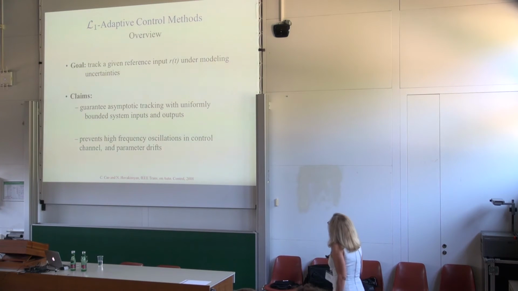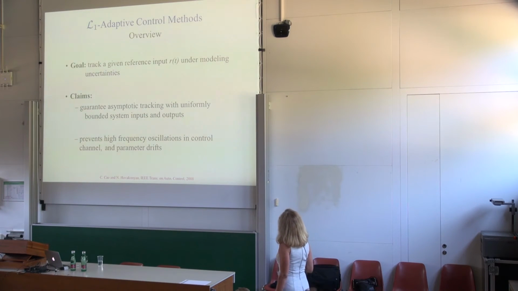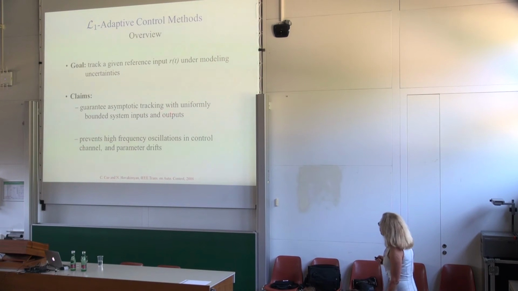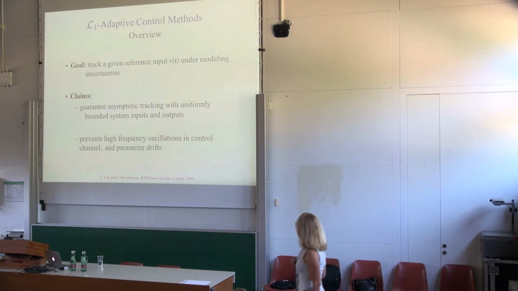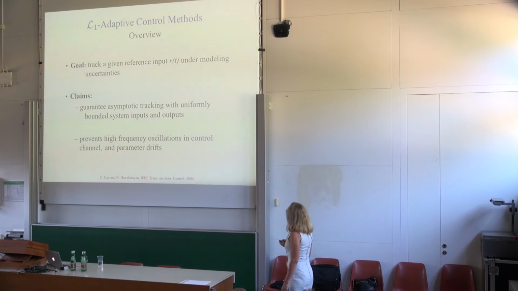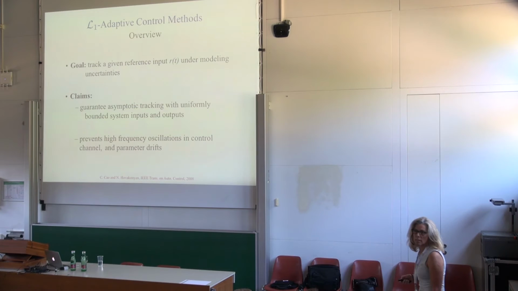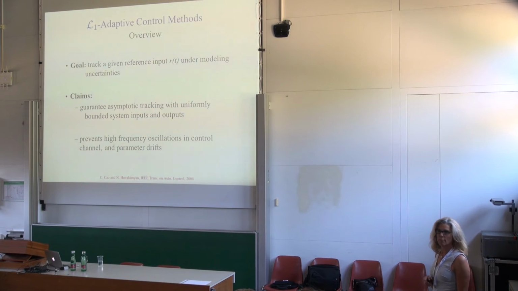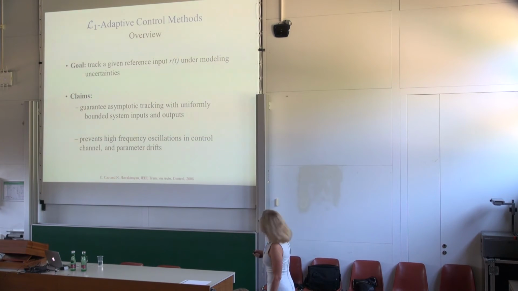All right, so what are the L1 adaptive control methods looking to do? Again, they're looking, in our case but in general, to track a reference input under modeling uncertainties. And the claims are that these controllers guarantee asymptotic tracking with uniformly bounded system inputs and outputs, and that they prevent high-frequency oscillations in the control channel. And there's some theoretical work in the papers that describe the theory for adaptive control that have the proofs, I guess, for these things.